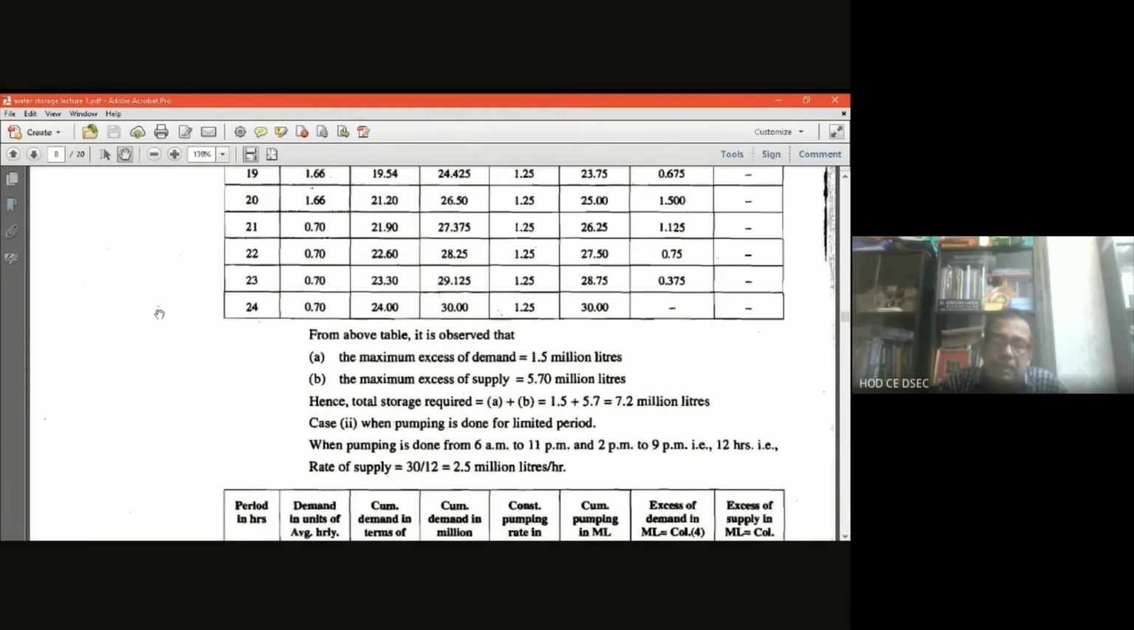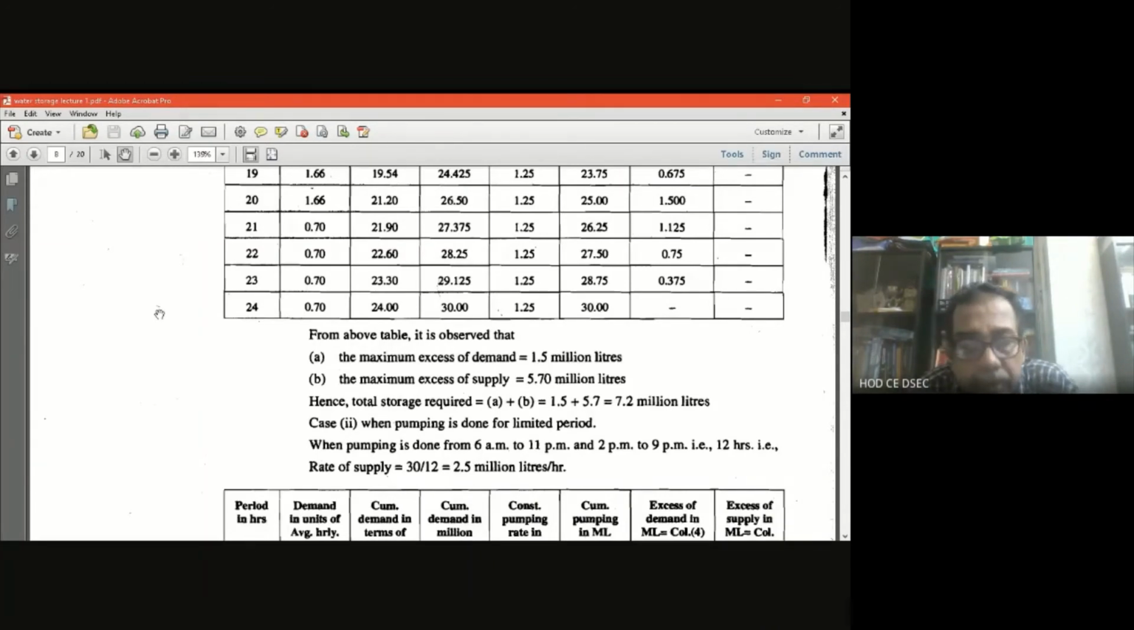and 5.7. The summation of the maximum excess of demand and the maximum excess of supply will give the total storage of the tank required. That means if we add 1.5 plus 5.7, the total storage of the tank will come as 7.2 million liters. And this is case number one, when we are talking about the pumping rate.